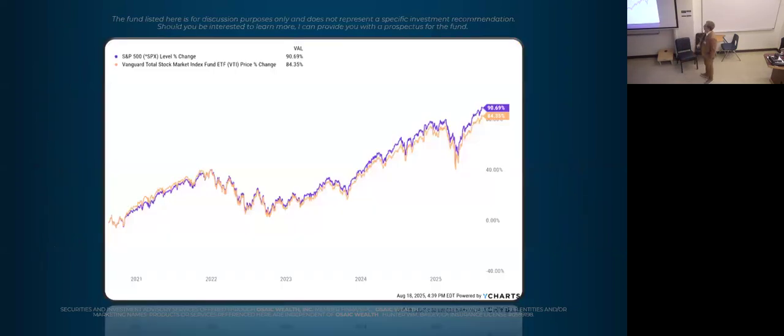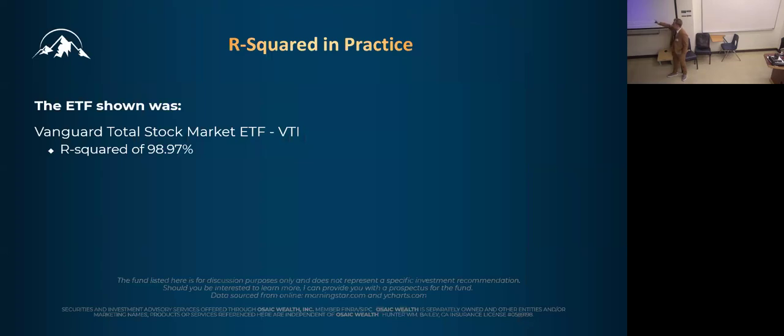Next. So we're looking at the S&P 500 in purple and the Vanguard Total Stock Market Index Fund in orange. How many of us think we have a high R squared here? Like, how similar are these performances? Okay, you got 2, 3, 4, yeah. Now, a couple people thinking we have a high R squared here. How many people think it's lower, like a weak R squared, not super similar? Okay, you'd be right. Because the R squared of the total stock market ETF is 98.97%.